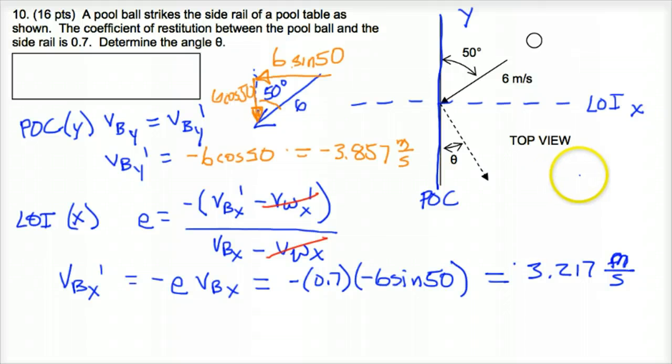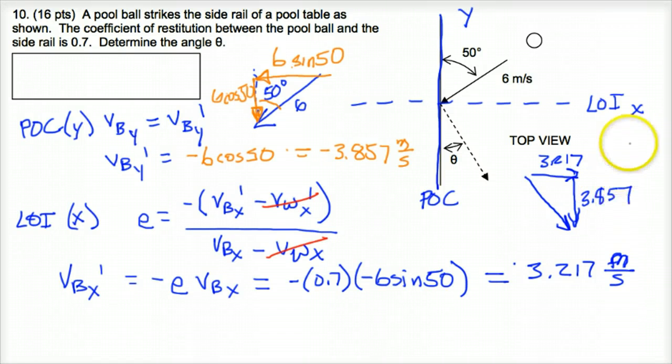Alright, so my velocity afterwards is coming down like this, and it's got an x component of 3.217 positive, and a y component going down of minus 3.857. Okay, we are looking for this angle, which is the same as that angle. So there's our theta on this triangle.